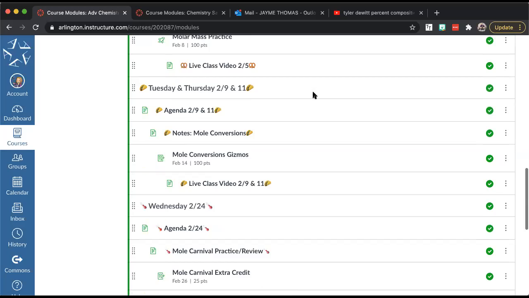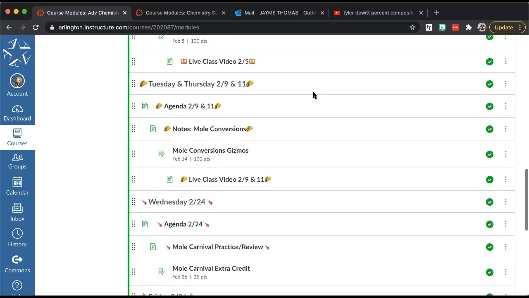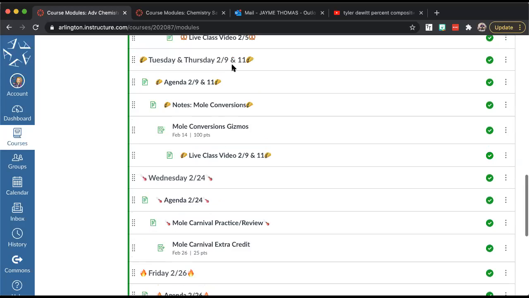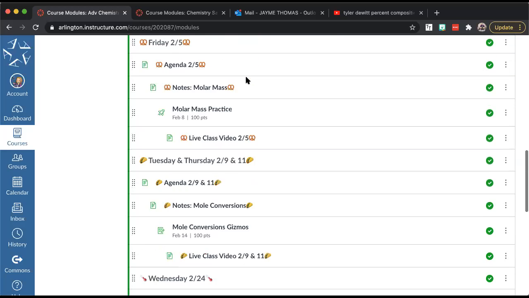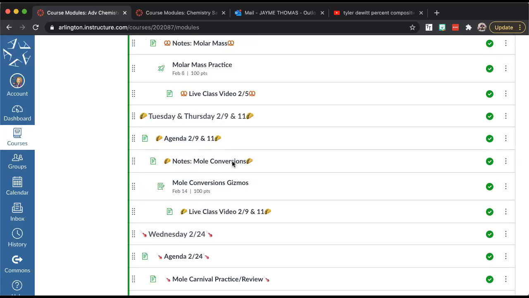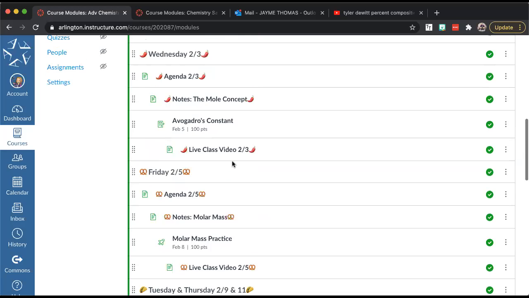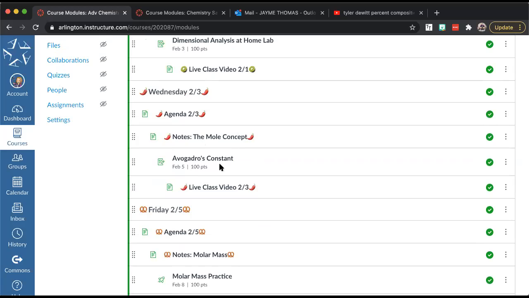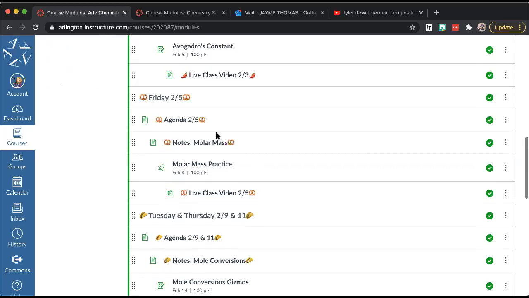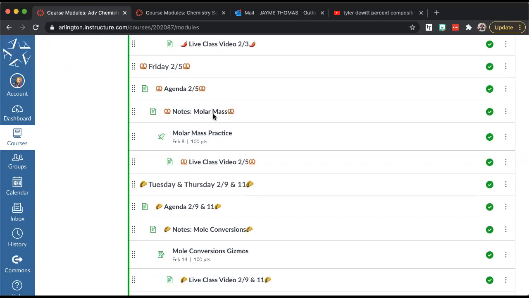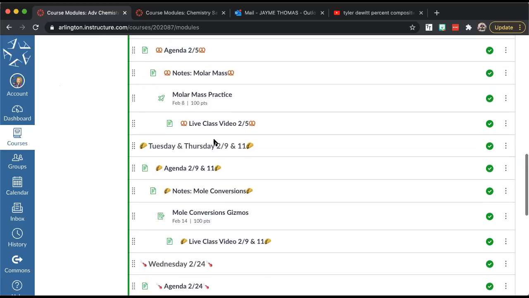So just to recap the last few weeks. We had the 9th and the 11th, which was before all of the snow stuff, and that's where we had done the mole conversions. Before that, we had talked about the mole and Avogadro's number for the particles. We had talked about how to calculate the molar mass of a compound or an element.